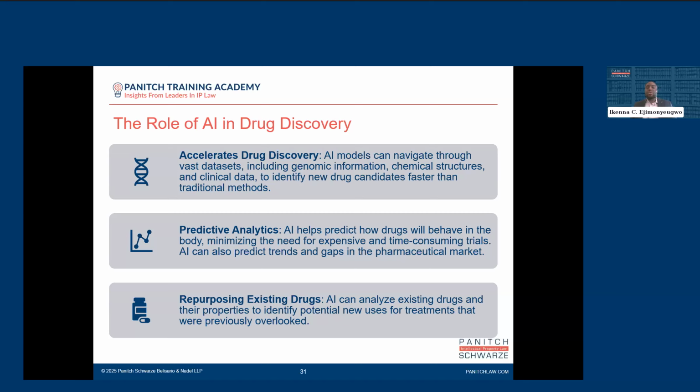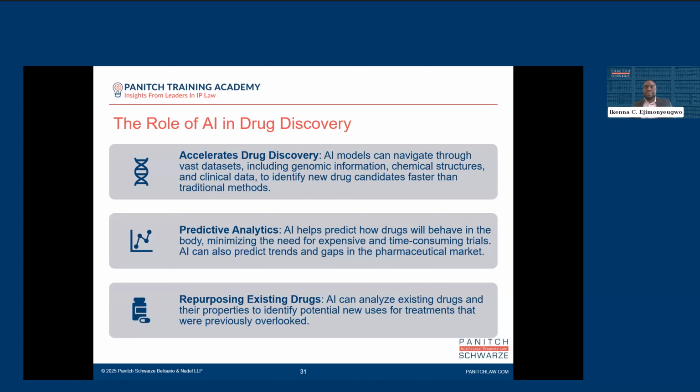Now, AI can also assist with addressing patient needs in unmet markets. So AI can analyze data from clinical trials, patient records, and global health data to predict unmet medical needs. It can enable pharmaceutical companies to target new drug candidates that can be brought to the market.